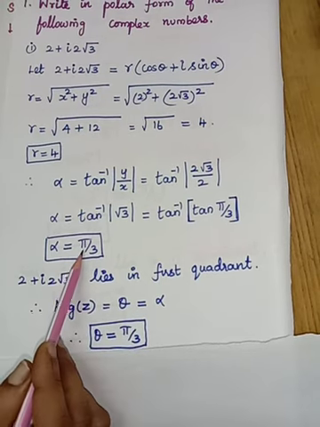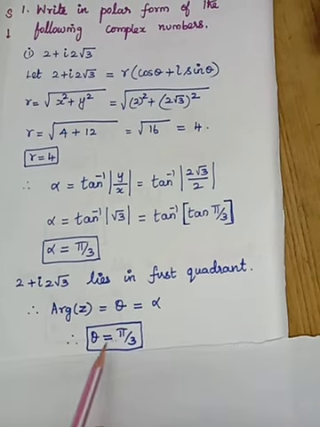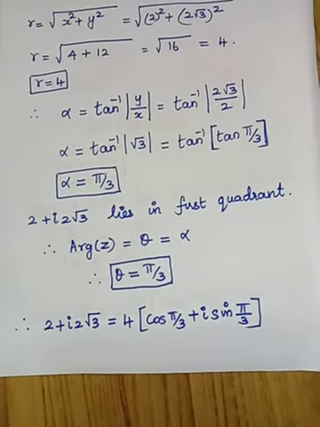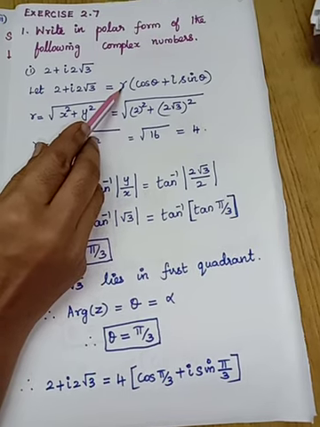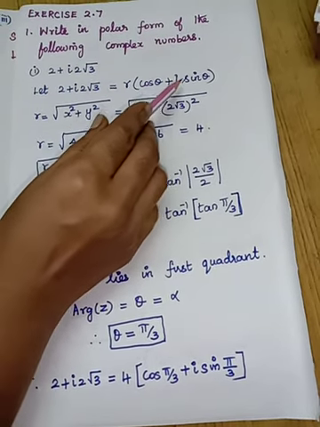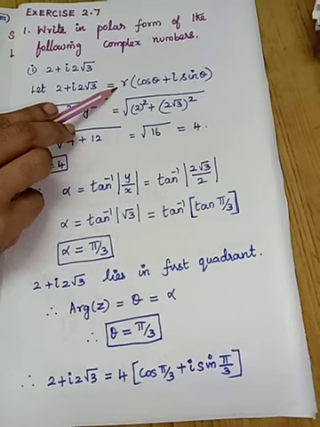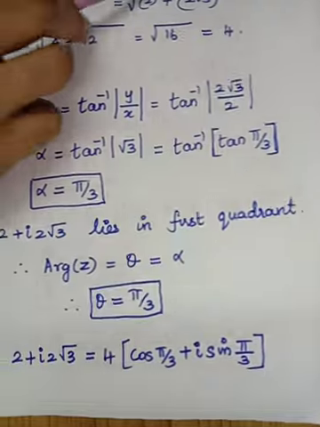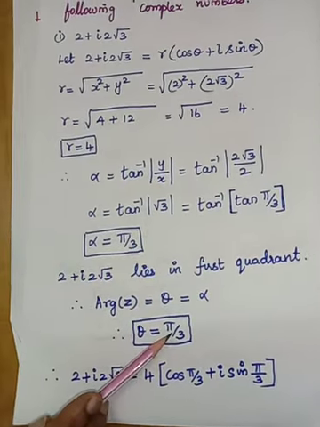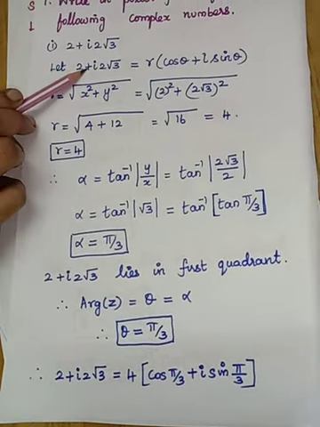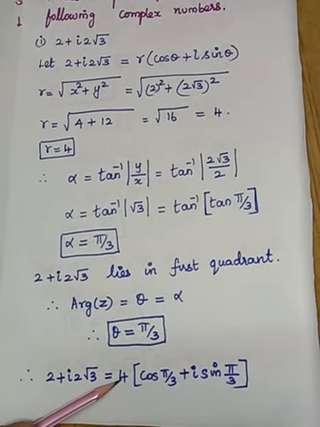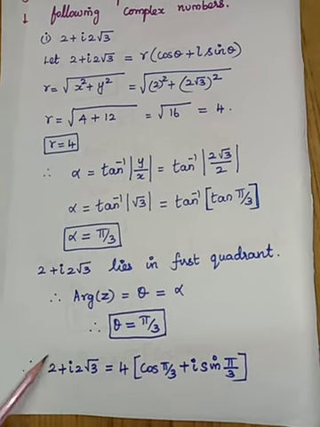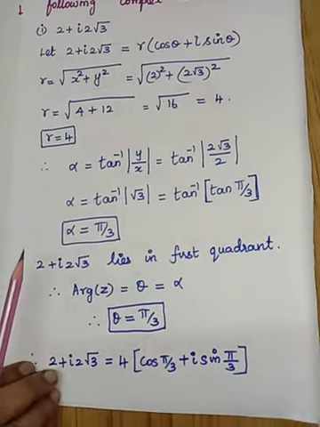So here, what is your alpha? Alpha you have found is pi by 3. So theta is also pi by 3. So you see the complex number in polar form, how do you have to write? r into cos theta plus i sin theta. In place of r, you have to substitute 4, and in place of theta, you have to substitute pi by 3. So this complex number can be written as 4 into cos pi by 3 plus i sin pi by 3. So we have converted this complex number into polar form.